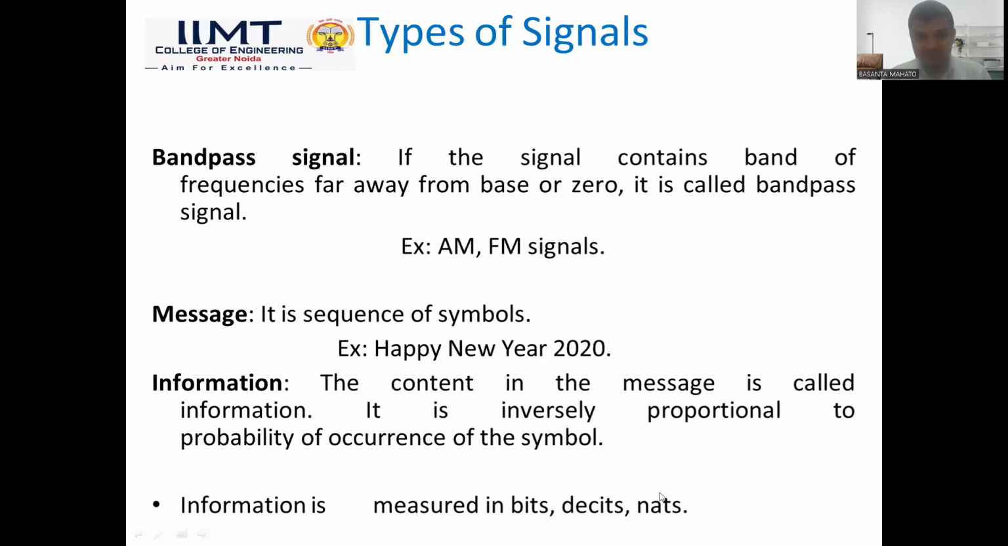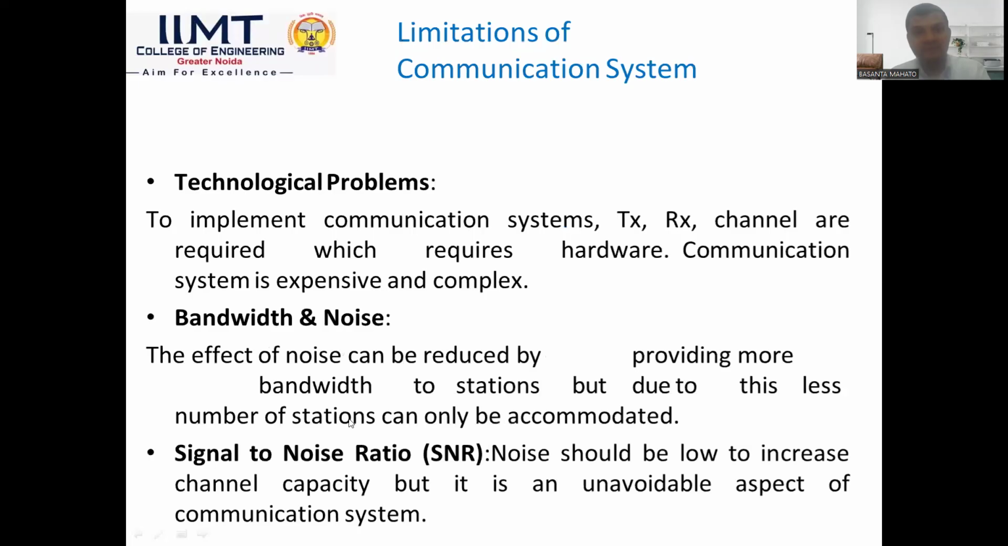Band pass signal: if the signal contains a band of frequencies far away from baseband or zero, it is called a band pass signal, such as an AM signal or an FM signal. Information is the message that the signal contains.